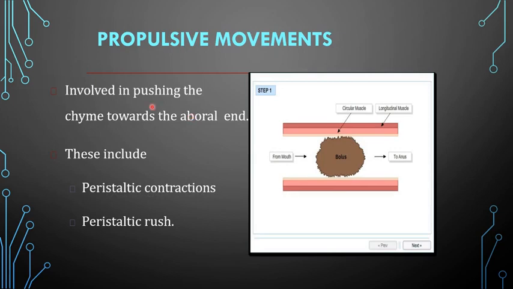And then the next type of movement is the propulsive type. It is involved in pushing the chyme towards the aboral end. So oral is the oral cavity side and aboral is towards the last part, that is the rectum and anal canal. So these propulsive movements are involved in pushing the chyme, the food material, towards the aboral end, that is towards the rectum and anal canal. These include peristaltic contractions and peristaltic rush.